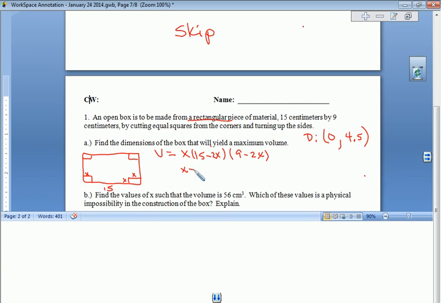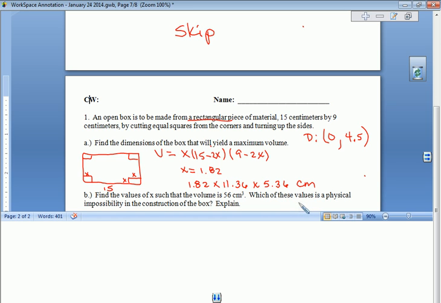Okay, so we got x was 1.82. So my dimensions are 1.82 by, did y'all get 11.36? By 5.36 centimeters. So what exactly does the maximum represent?